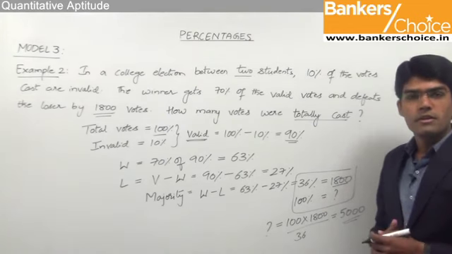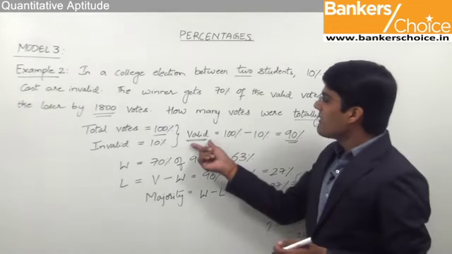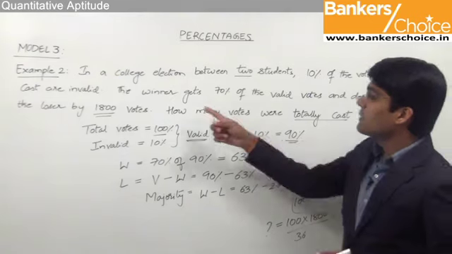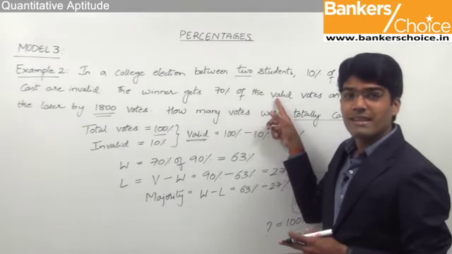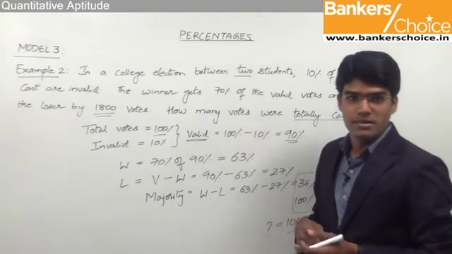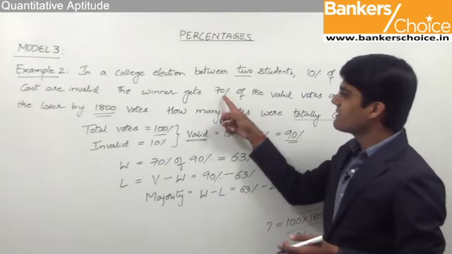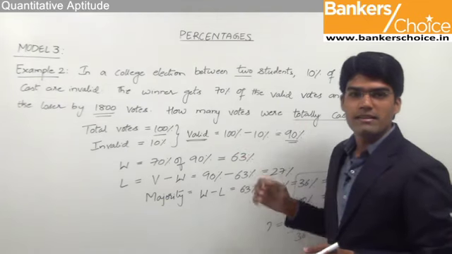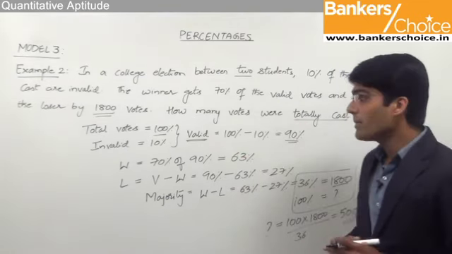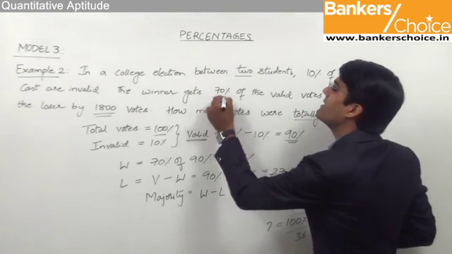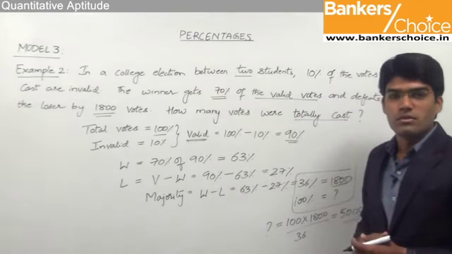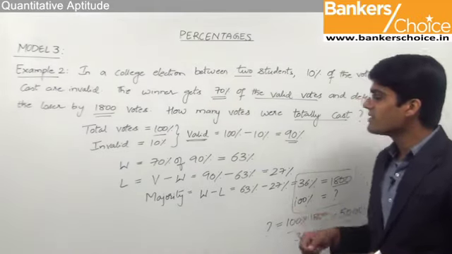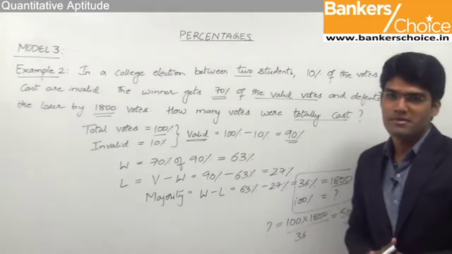The only point that you need to be careful about here is that because the valid votes are 90% and the question says the winner gets 70% of the valid votes, do not misunderstand that the loser has obtained the remaining 20%. 90 minus 70, which is 20, should not be taken as the percentage of votes obtained by the loser. Why? Because the winner has got 70% of the valid votes, not 70% of the total votes. So we should take it as 70% of 90%, but not 70% of 100%.